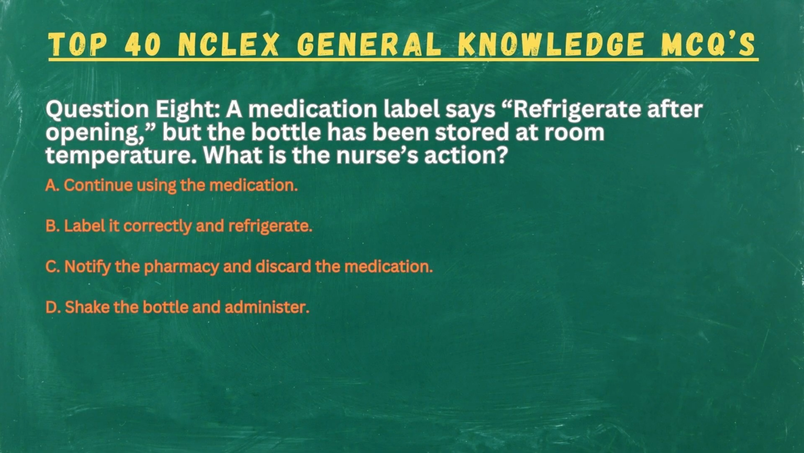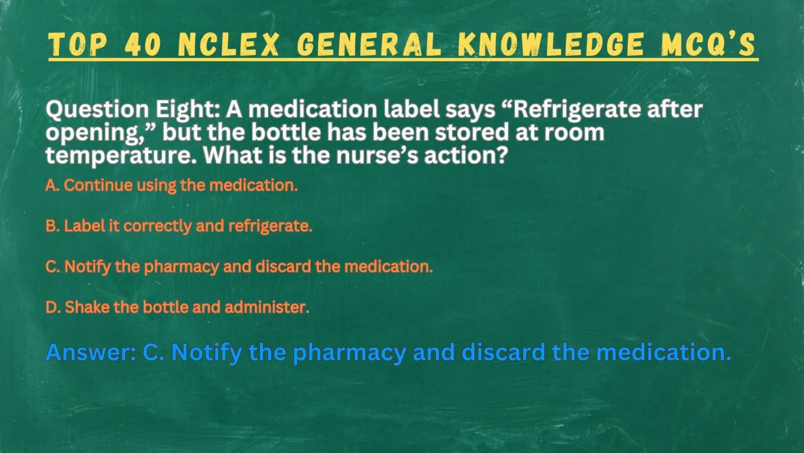Question 8. A medication label says refrigerate after opening, but the bottle has been stored at room temperature. What is the nurse's action? A. Continue using the medication. B. Label it correctly and refrigerate. C. Notify the pharmacy and discard the medication. D. Shake the bottle and administer. Answer: C. Notify the pharmacy and discard the medication.